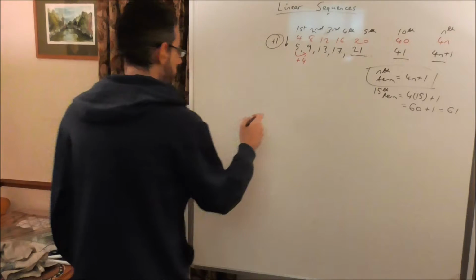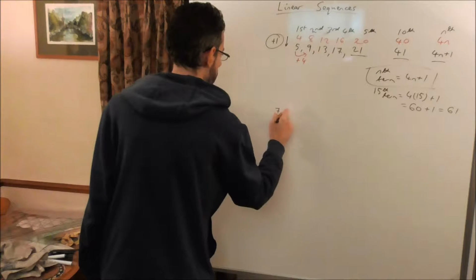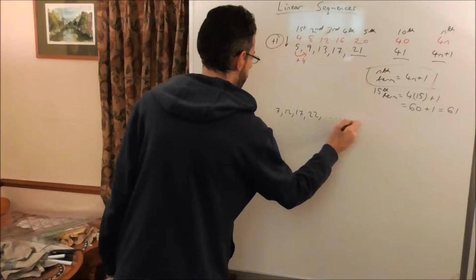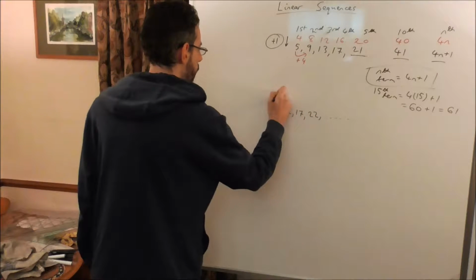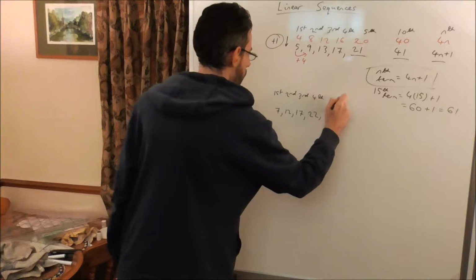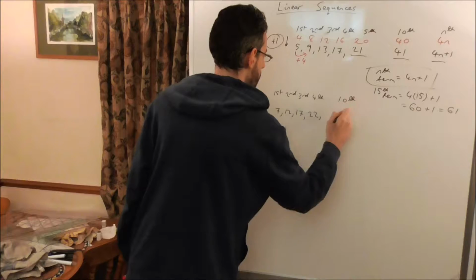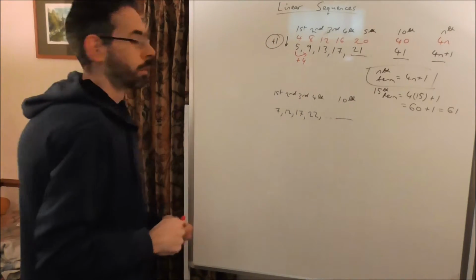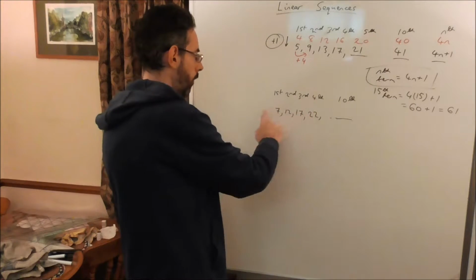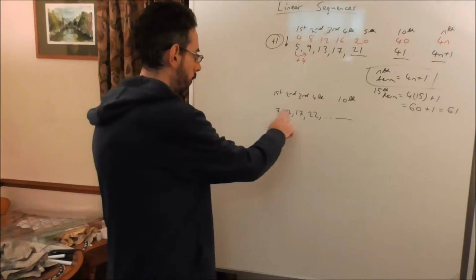Let's do a couple more sequences. Let's do 7, 12, 17, 22. So I've given you the first 4 terms of this sequence. And let's say we wanted to know the 10th term of this sequence. So we'll do it in the same way we did that one. What you do is you find the times table that the sequence is related to by seeing how much it goes up by each time.